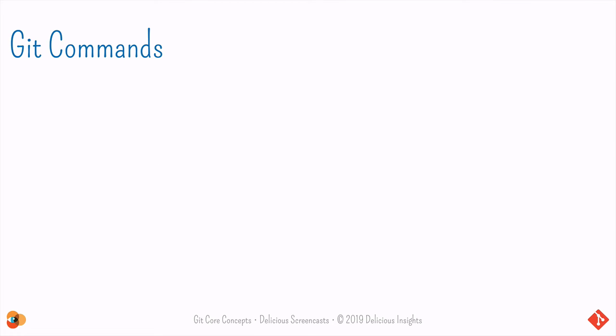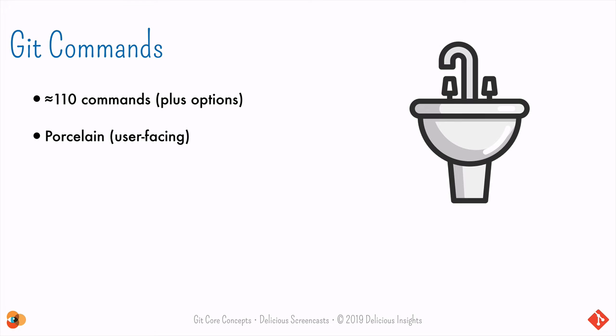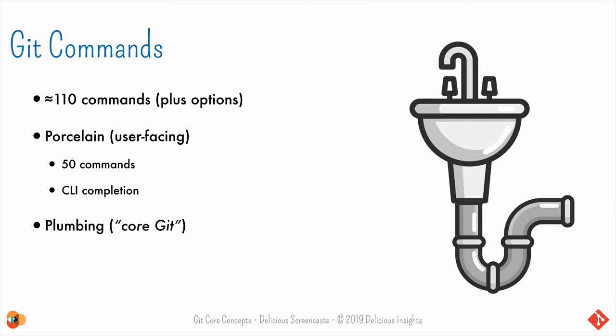As a last context slide, allow us to say a few words about the wealth of Git commands. Git comes with about 110 commands, most of which have numerous options. These are split in two broad categories. The porcelain ones that are user-facing and add up to about 50 commands, and they usually have built-in command line completion. The rest are plumbing, sometimes referred to as core Git, with about 70 more technical commands that don't come with built-in command line completion.